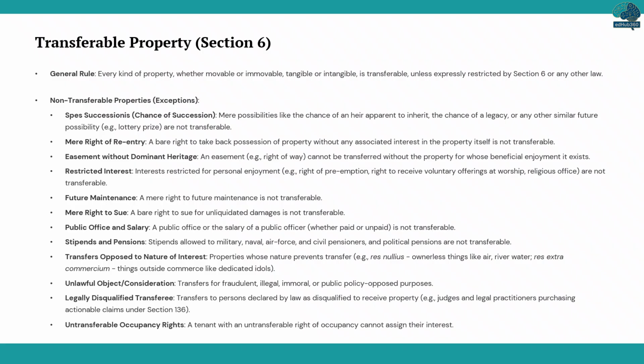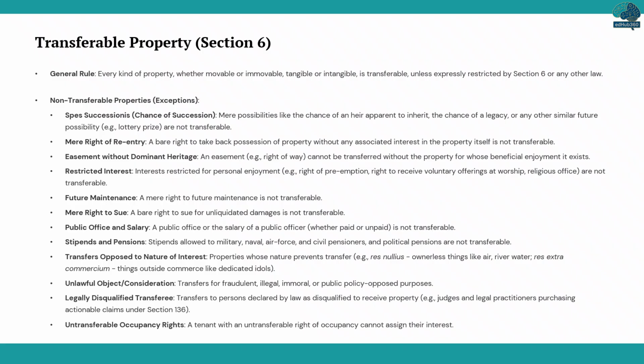The general rule is that all property, movable or immovable, tangible or intangible, is transferable, unless specifically restricted by law. However, there are several exceptions. You cannot transfer a mere chance of succession, like an heir apparent's hope to inherit, or a bare right of re-entry. An easement cannot be transferred without the property it benefits, and interests restricted for personal enjoyment are also non-transferable.